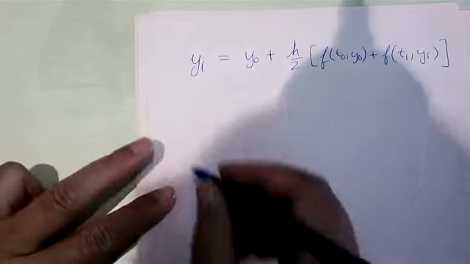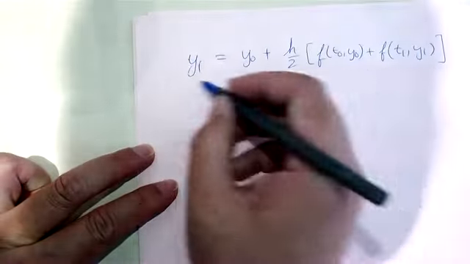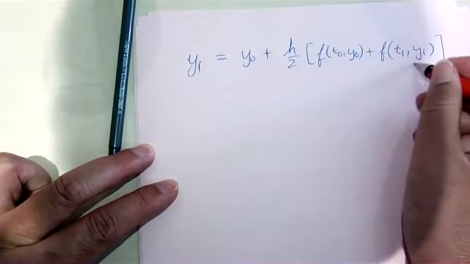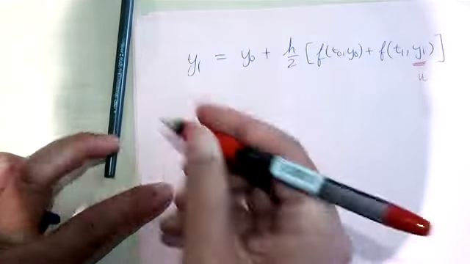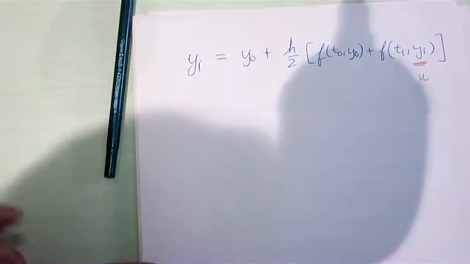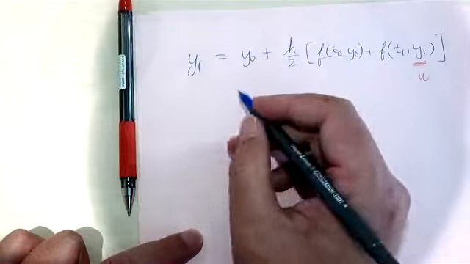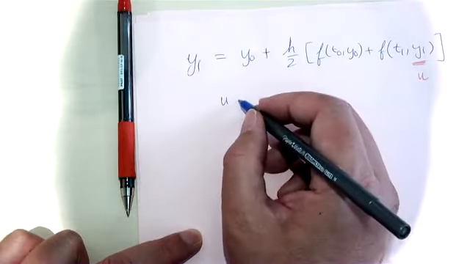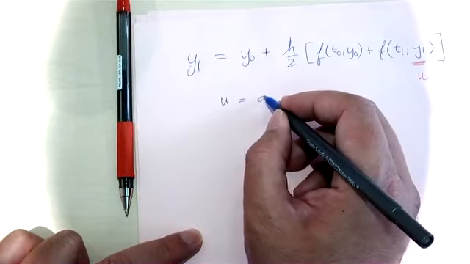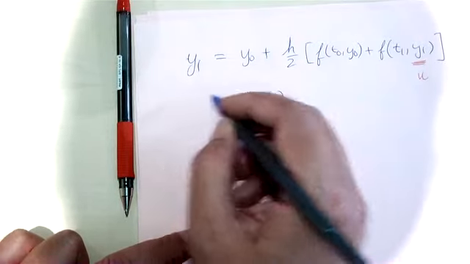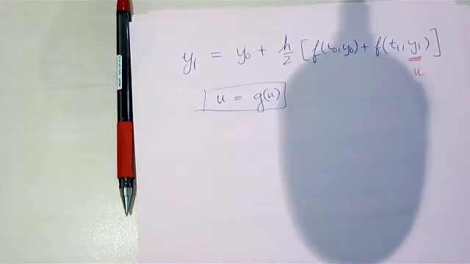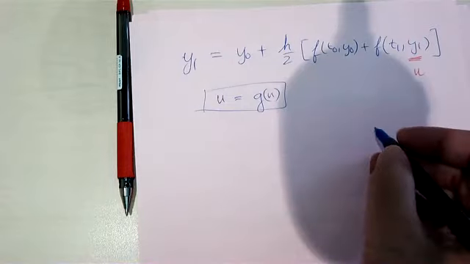Now suppose I want to use fixed point iteration. So I will label this one to be u. Then my fixed point iteration is just u equals g(u). So this one is like g of u. You can solve this, then you solve it for y1. Okay, so this one is a fixed point iteration.